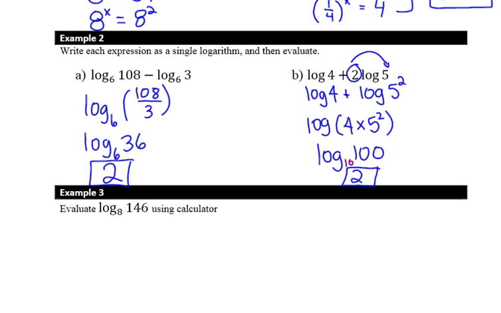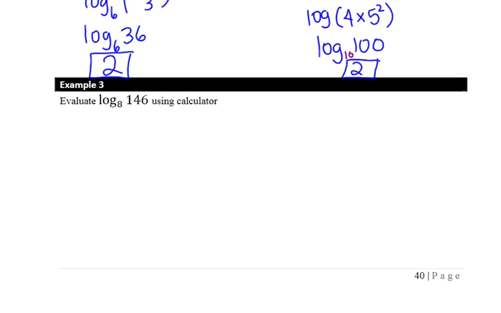So evaluate using a calculator. So the rule we're going to use here is change of base. And change of base is not on your formula sheet. And the formula for change of base is if you have log b of a, where b is not 10, it's equivalent to log a divided by log b. And that's how we're going to type it into our calculator.